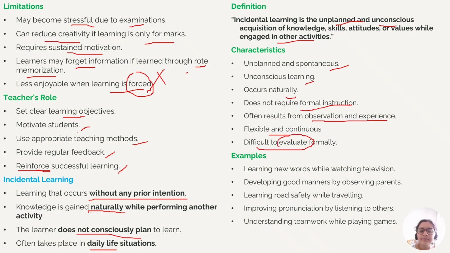Example, they watch some television program. Their main focus is on the television program, but on the side they learn new words, they learn new vocabulary. That is a byproduct of watching the television program. They develop good manners by observing parents. If parents behave properly, automatically, unconsciously, the children also will learn to behave properly and have good manners.